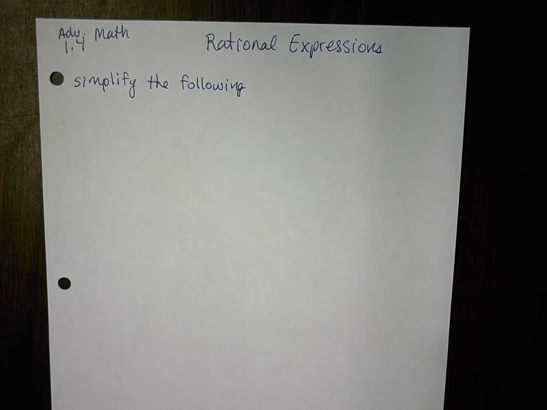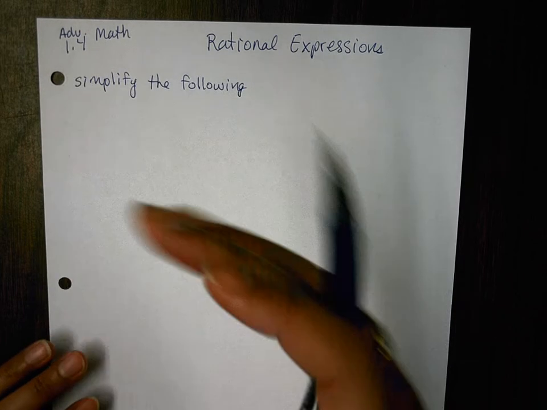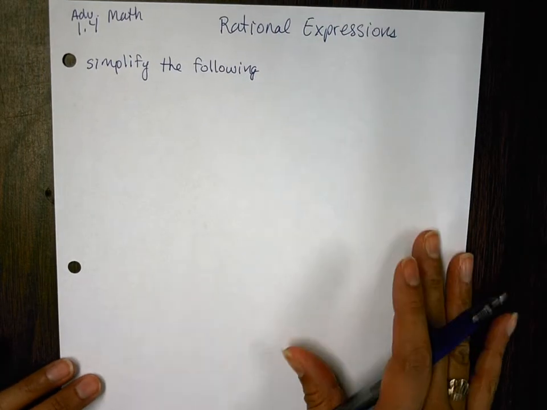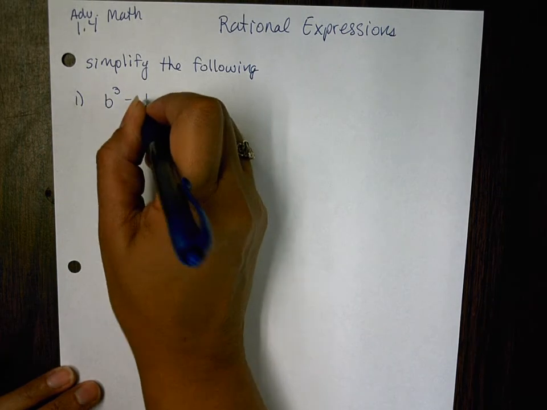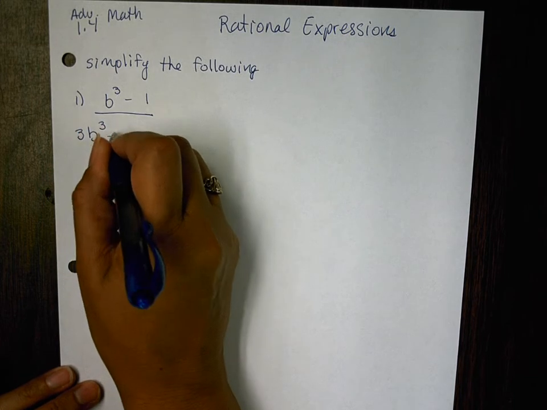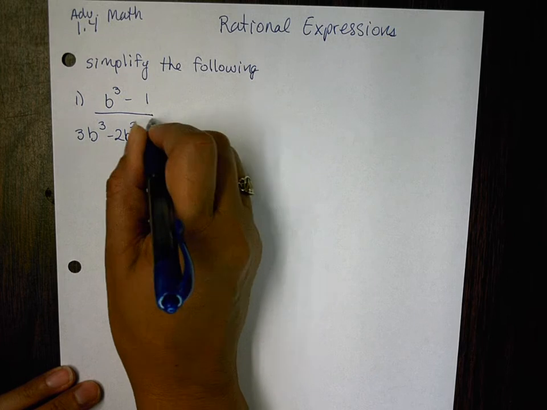This is Advanced Math, Unit 1, Lesson 4. That's Advanced Math, 1.4 notes. Title is Rational Expressions. We're going to start with simplify the following. Number 1, b to the third minus 1 over 3b cubed minus 2b squared minus 3b plus 2.